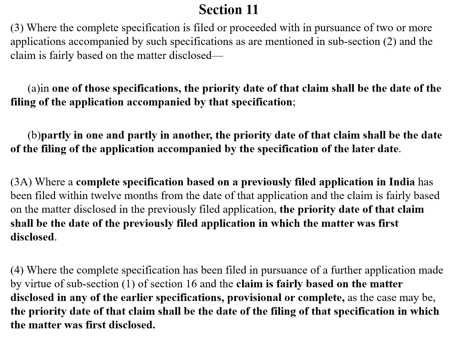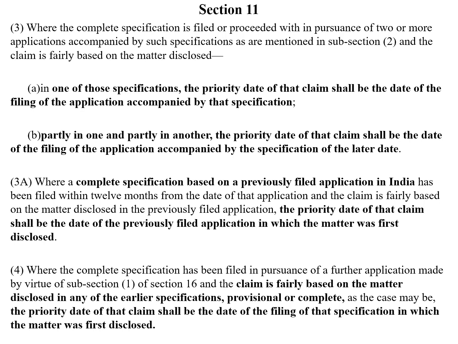Under A, you can see that if the matter is disclosed in one of those specifications, the priority date of that claim shall be the date of the filing of the application accompanied by that specification. Basically, the priority date of that claim will be the filing date of that particular application, the same as we discussed in the previous subsection. Then if the matter is disclosed partly in one specification and partly in another, the priority date of that claim will be the date of filing of the application of the later date.